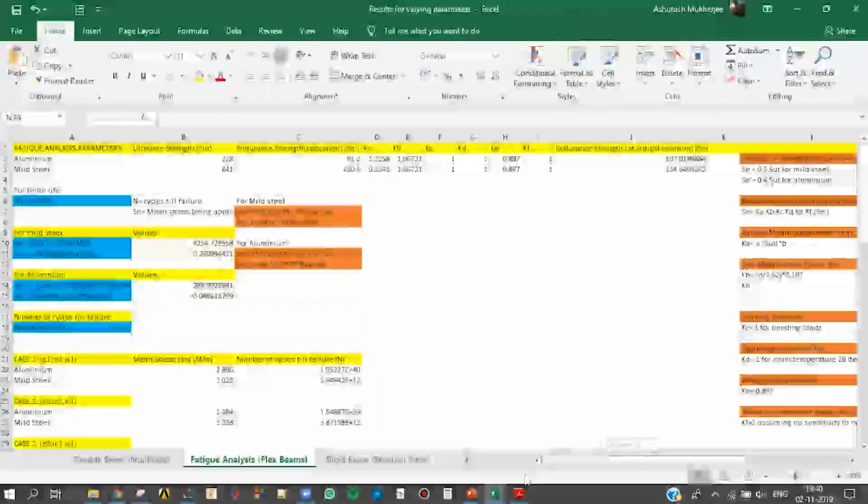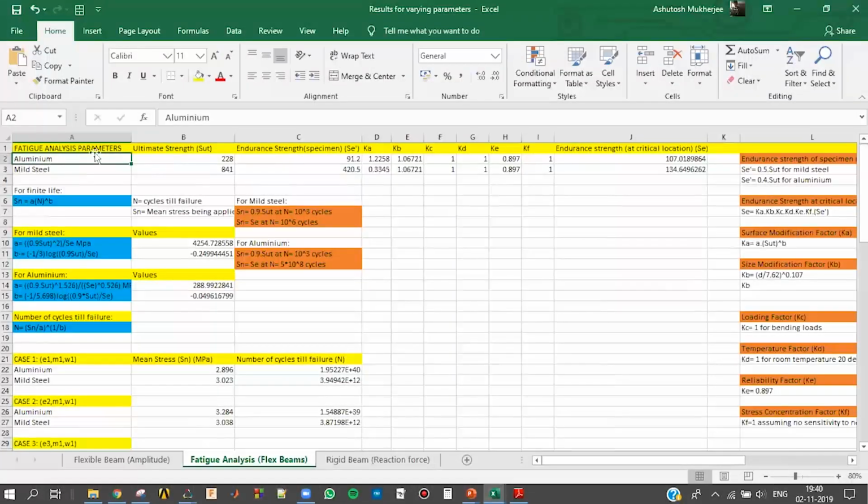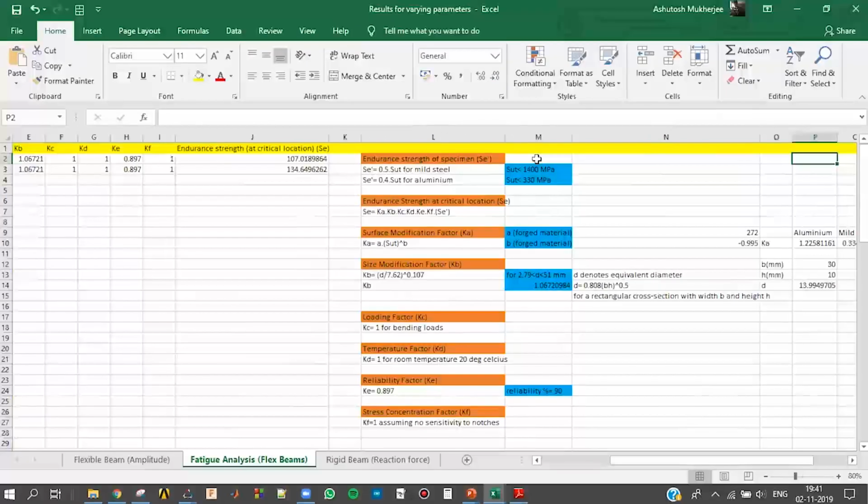As you can see, for aluminum, the ultimate strength is about 228 megapascal. For mild steel it is about 841 megapascal. And this is calculated as I showed you in the formula. The specimen endurance strength is 0.4 times the ultimate strength, and for mild steel, it's 0.5 times the ultimate strength. Now, we have to calculate these factors, the Ka, Kb, Kc, Kd, Ke, and Kf. So I'll show you how this is calculated in this project.